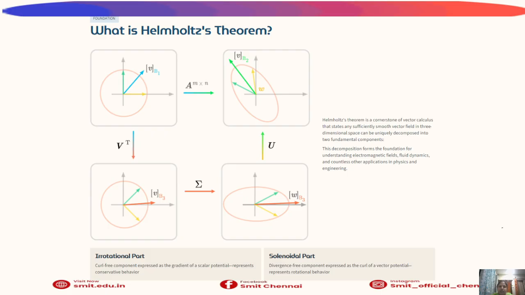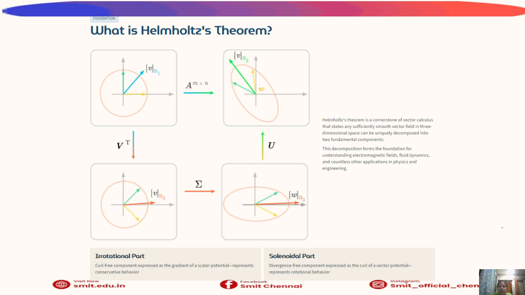Helmholtz theorem states that any sufficiently smooth vector field defined in three-dimensional space can be uniquely decomposed into two components, a curl-free component and a divergence-free component. The importance of this statement lies not only in decomposition but also in uniqueness. This means that for a given vector field, there is only one possible way to separate it into these two components under proper boundary conditions.